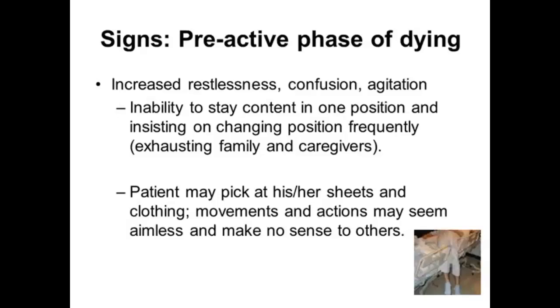This is a period where there is just some restlessness, confusion, agitation that wasn't there before, and isn't related to what's going on in the brain. It's that inability to stay content in one position, just fidgeting a lot. Maybe they're even ambulatory and they're getting up or moving in bed a lot. It can be very, very difficult on the family and the caregivers because they're constantly trying to calm this person down. They also may be picking at the sheets. A lot of times you'll see that, where it seems like they see something there and they're trying to pick that up, readjusting the sheets or their clothes.